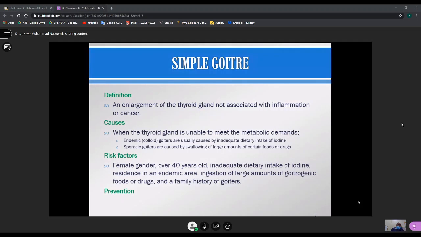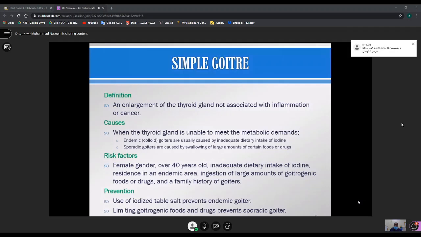Risk factors include female sex, age over 40 years, inadequate dietary intake of iodine, living in an endemic area, ingestion of large amounts of goitrogenic food or drugs, and a family history of goiter. How can we prevent it? By giving the patient iodized salt. This is for the simple endemic goiter area. Or limit goitrogenic foods and drugs, which prevents sporadic goiter.